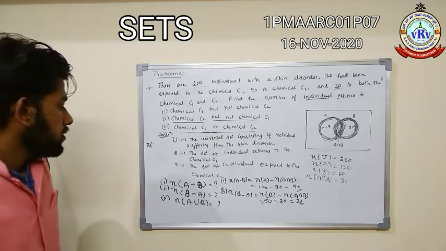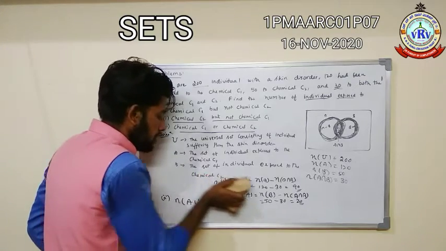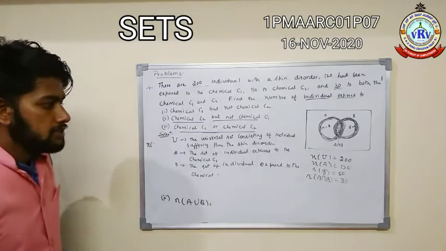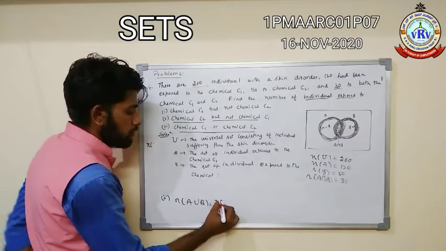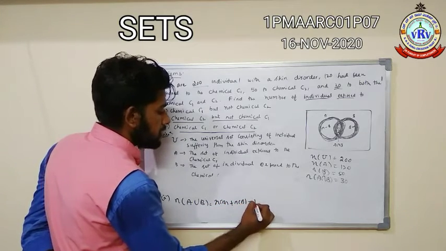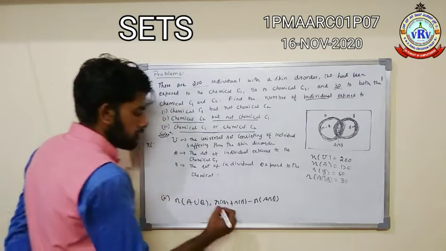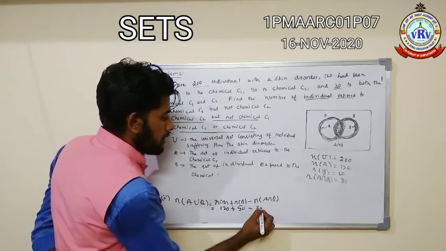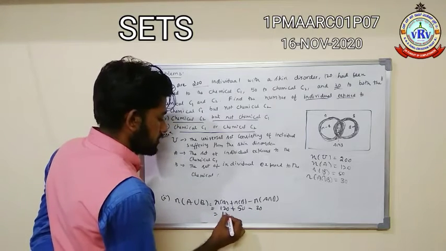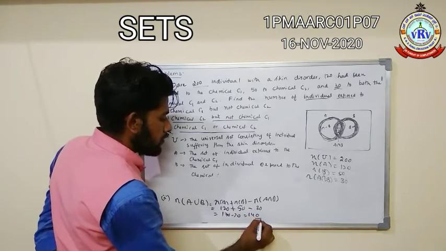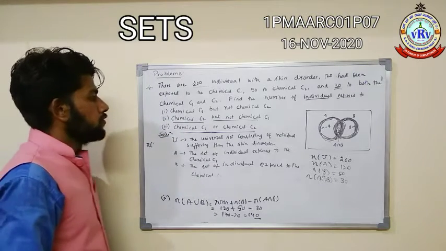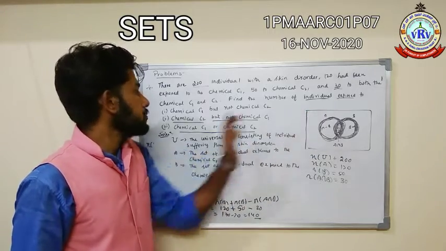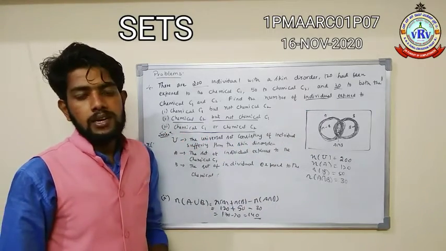Next one, the number of elements in A union B. For this, we have the formula n of A plus n of B minus n of A intersection B. Direct formula. Applying the formula, n of A is equal to 120, n of B is equal to 50, minus 30. 170 minus 30, which is equal to 140. Therefore, for the third problem, there are 140 individuals exposed to the chemical 1 or chemical 2.